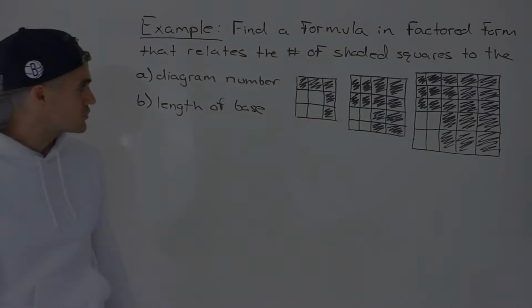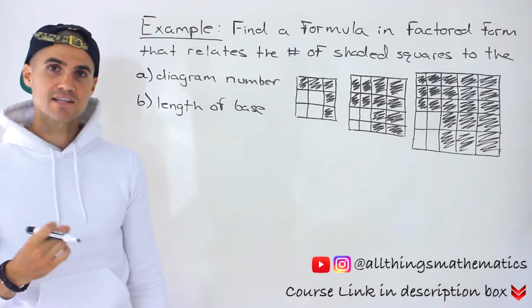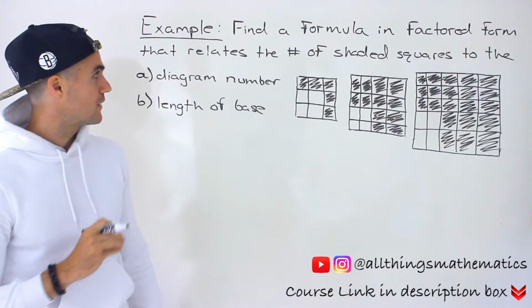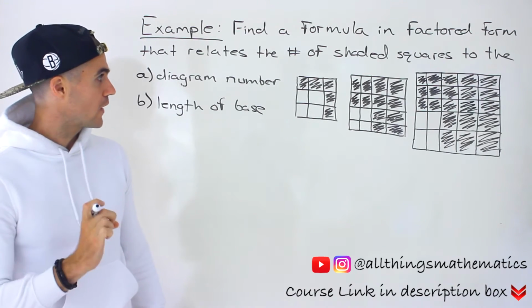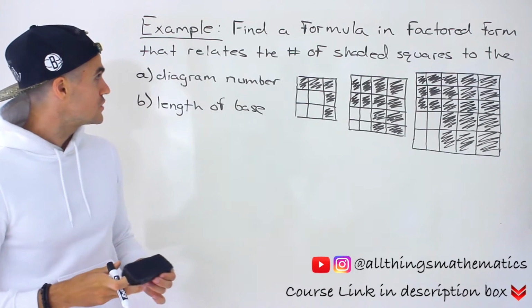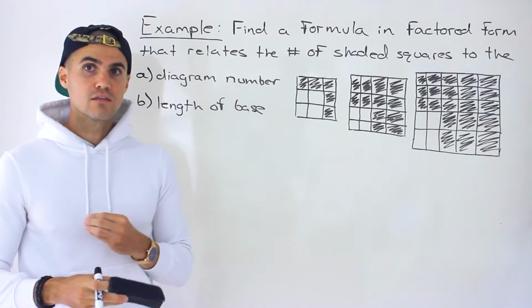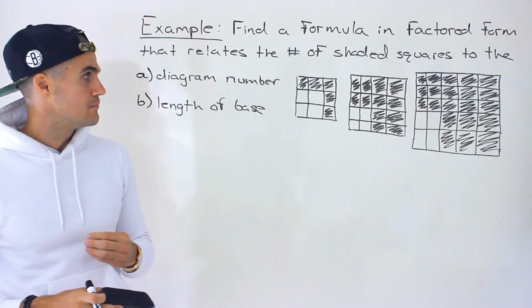Welcome back. Moving on to the next video, the next example dealing with factoring. We have to find a formula in factored form that relates the number of shaded squares in these diagrams to either part A, the diagram number, or part B, the length of the base.